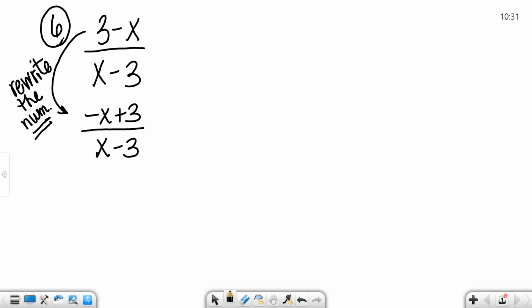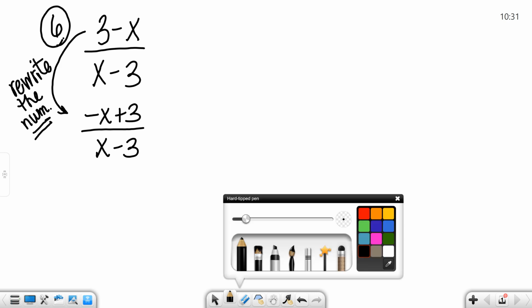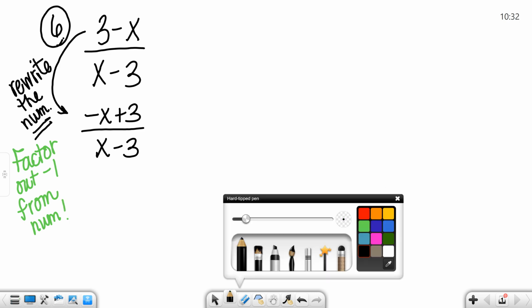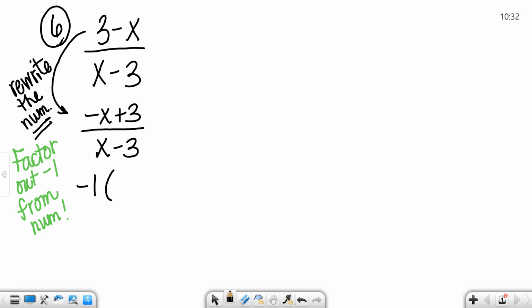Okay, negative x plus 3. Now, they're still not the same. It's a little more obvious to see that they are not the same. So in a problem like this, where they are really, really close, but their signs are different, here's what we're going to do. We are going to factor out negative 1. And it doesn't matter if you do it from the numerator or denominator. We're just going to do it from the numerator because that's the one that I've been working with. So if I factor negative 1 out of the numerator, that leaves me with positive x minus 3. Not changing my denominator.